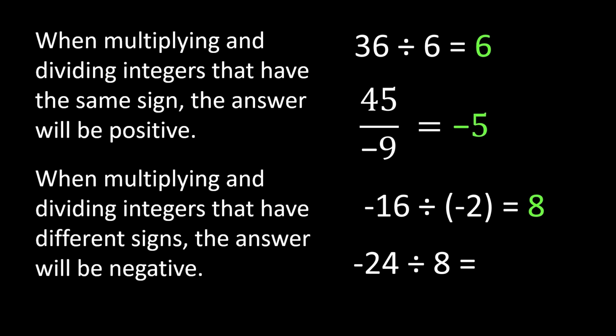-24 divided by 8 is dividing integers with different signs. 24 divided by 8 is 3, and the quotient is -3 because we divided a negative by a positive. We divided integers that have different signs.